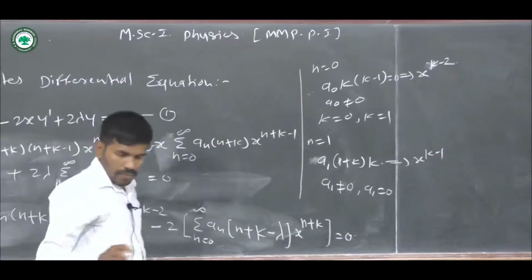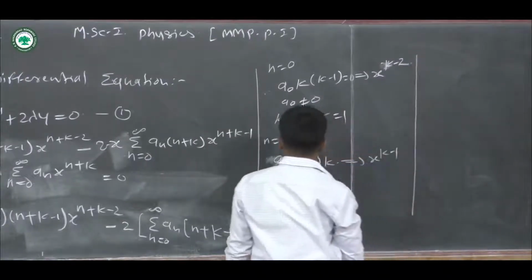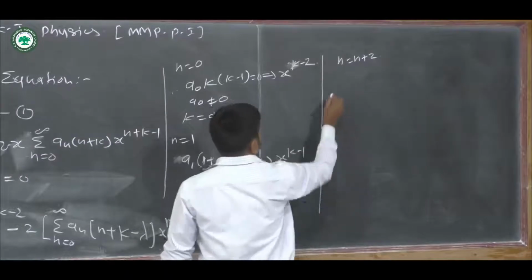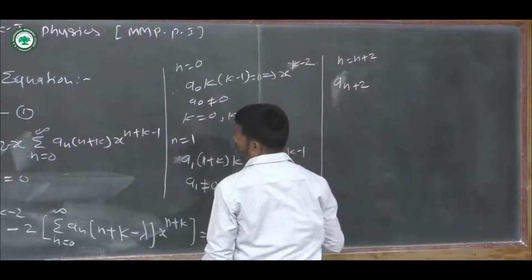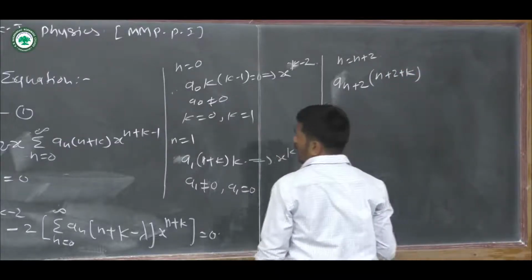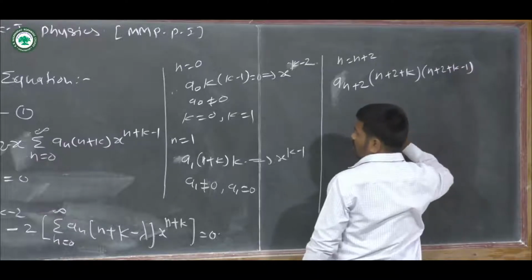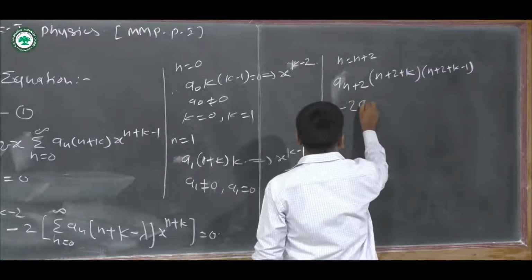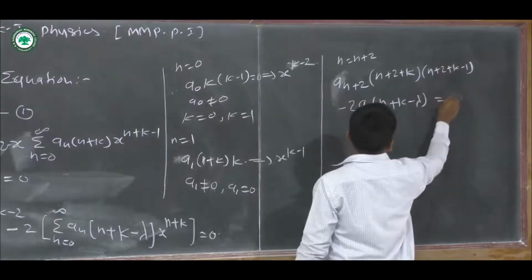Now if again I put n is equal to n plus 2, then this expression is equal to a n plus 2 into n plus 2 plus k into n plus 2 plus k minus 1, minus, this is for the first summation, and for the second summation we can write a n into n plus k minus lambda, is equal to 0.